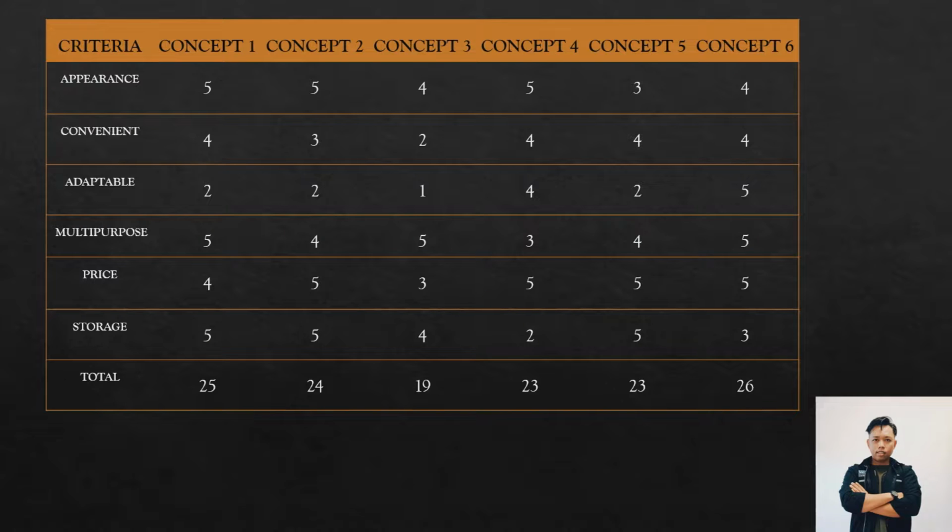First, the metric: there will be criteria for every concept. Our project has six concepts. The criteria are variant, convenient, adaptable, multi-purpose, price, and storage, with a total score. Concept one totals 25, and concept six totals 26. So we will decide on concept one and concept two for our design.